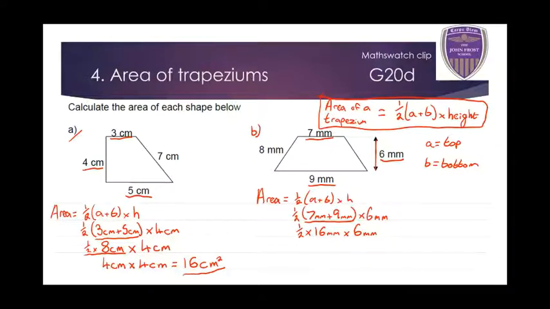Okay, so again, I'm going to find out what a half times 16, or what is a half of 16? Well, that's going to be 8 millimeters, and I still need to multiply that by 6 millimeters. So 8 times 6 is 48. And because we're dealing with areas and the units are millimeters, it's going to be 48 millimeters squared. Okay, and that's our final answer for the second question. Okay, let's move on to the next topic.